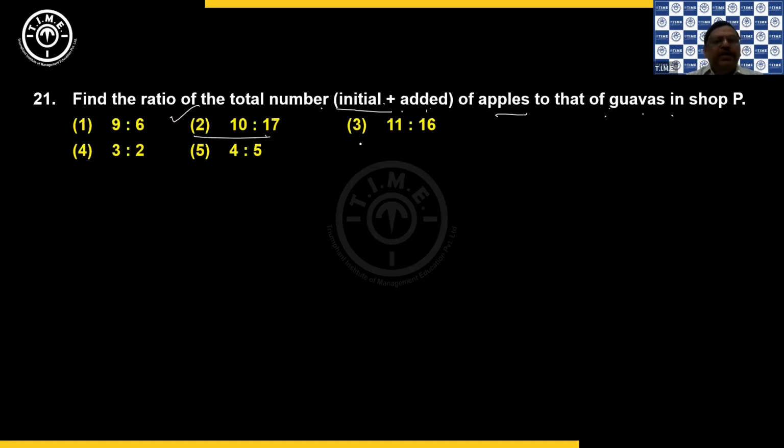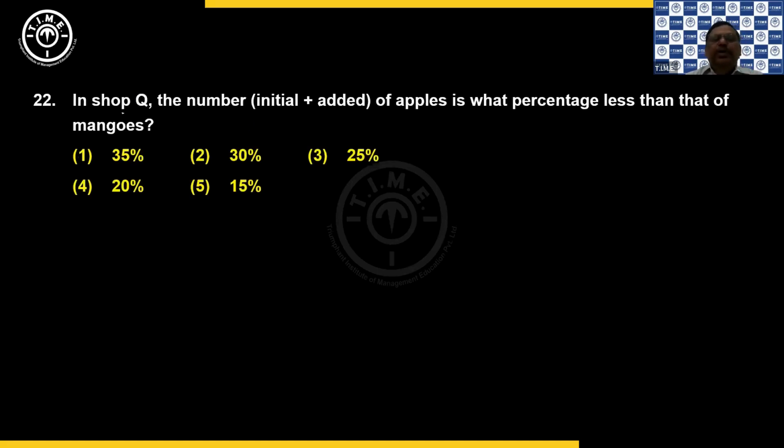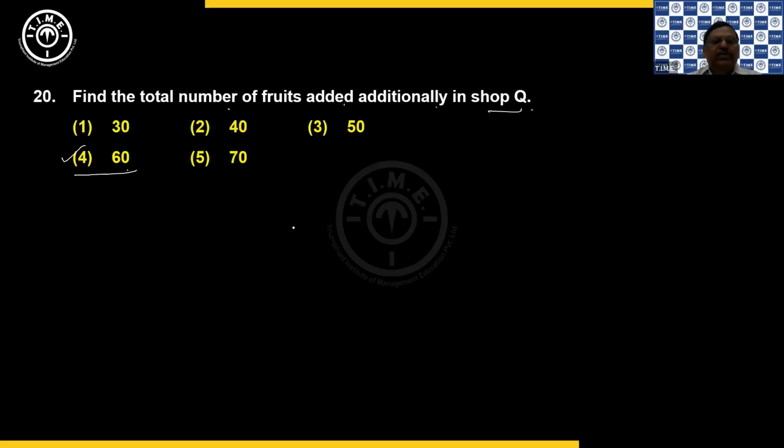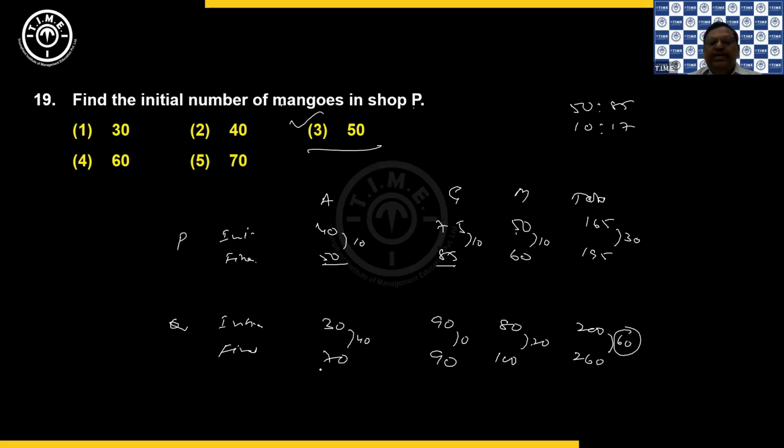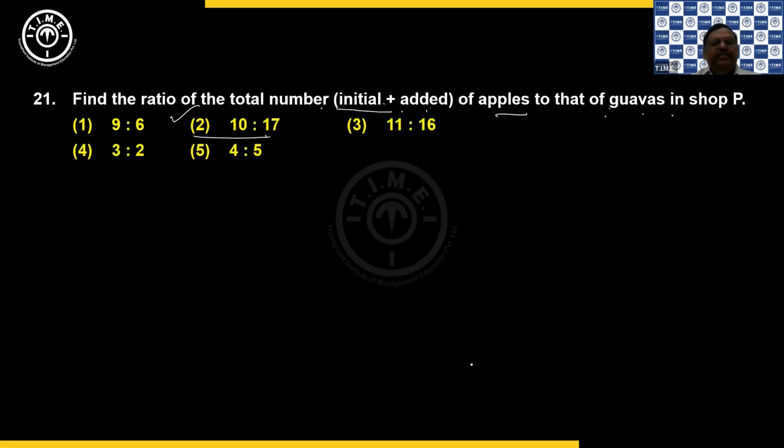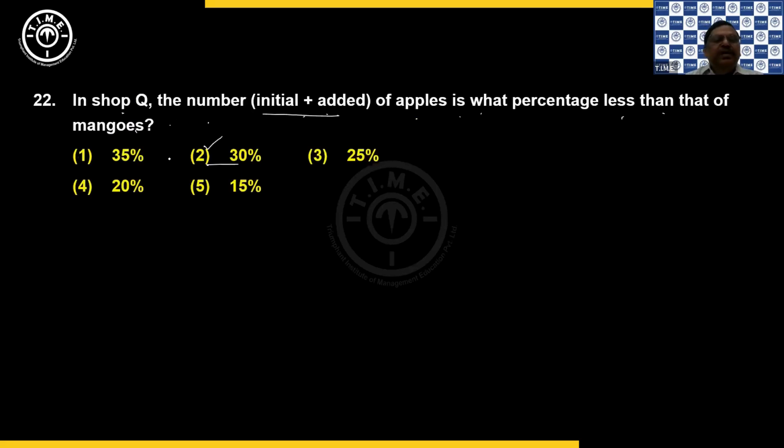Let's look at the next one, students. In shop Q, the number of apples is what percent less than that of mangoes? Q, final one. In Q, apples is 70, mangoes is 100, very simple. It is 30 less than 100, which means 30% only. 70% of 100, so 30% less is easy. 30%. Next, friends.